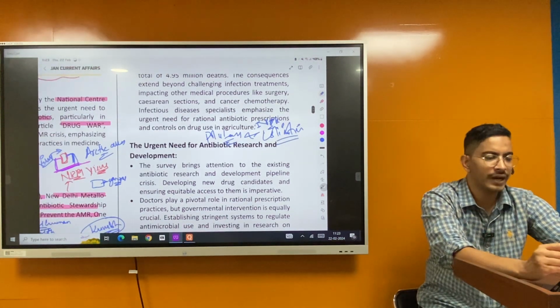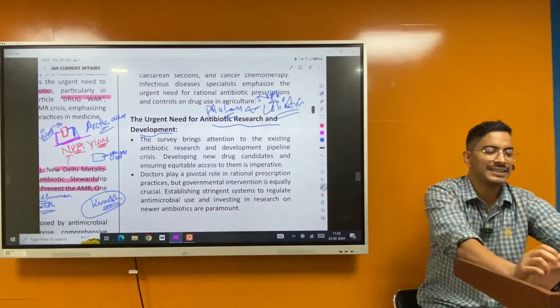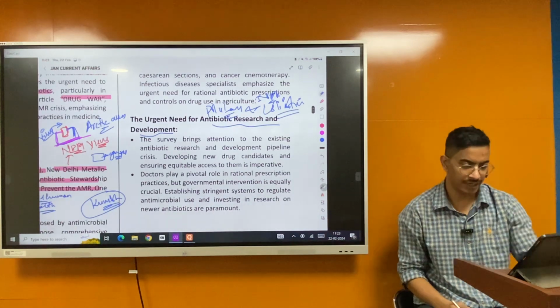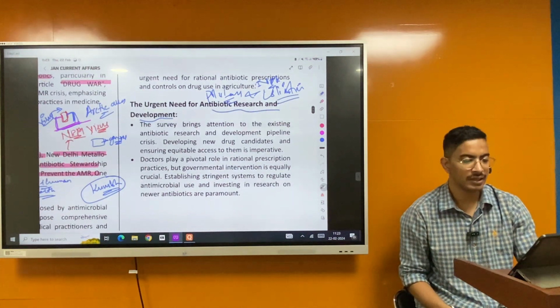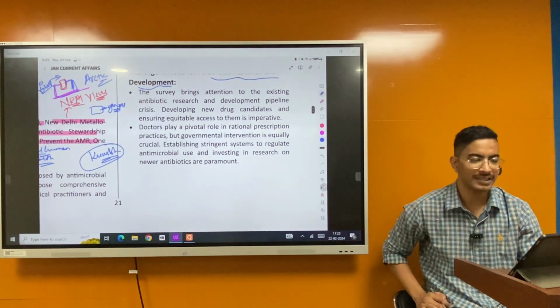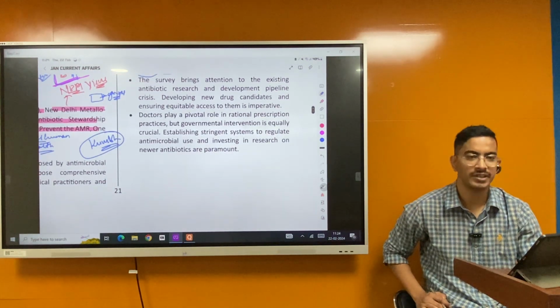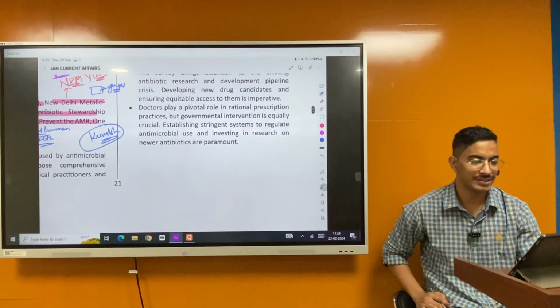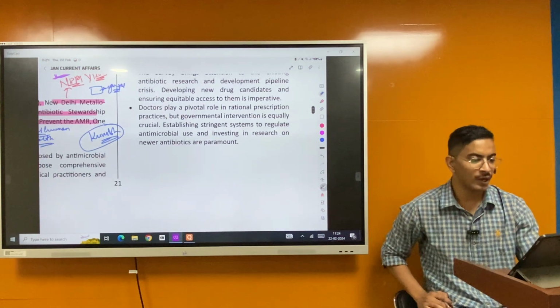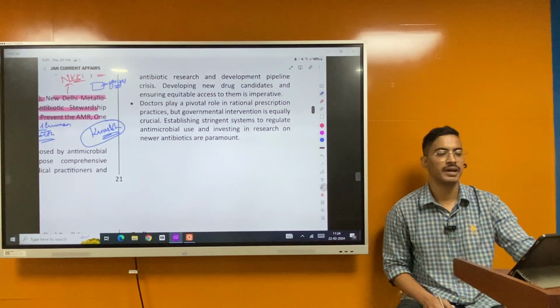The urgent need for antibiotic research and development. The survey brings attention to the existing antibiotic research and development pipeline crisis. Developing new drug candidates and ensuring equitable access to them is imperative. Doctors play a pivotal role in rational prescription practices, but government intervention is equally crucial. Establishing stringent systems to regulate antimicrobial use and investing in research on newer antibiotics are paramount.